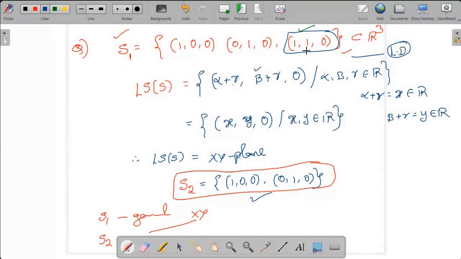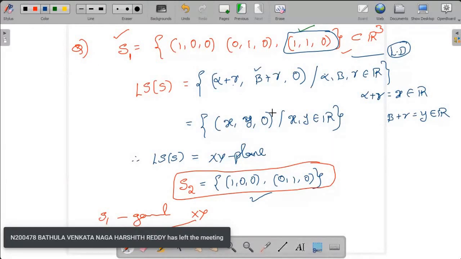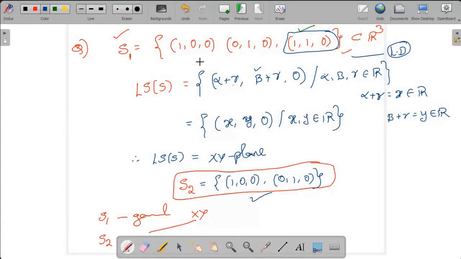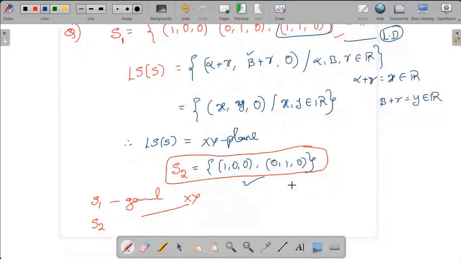So from S1 it is not just one; you can eliminate any of these three elements, no problem. You eliminate any one vector from S1. Okay, then that set becomes linearly independent. See, the difference between S1 and S2 is that S1 is linearly dependent, whereas S2 is linearly independent.